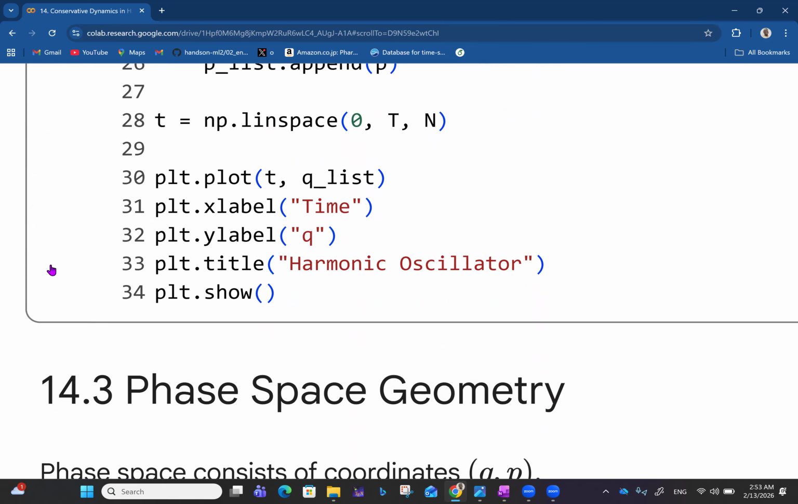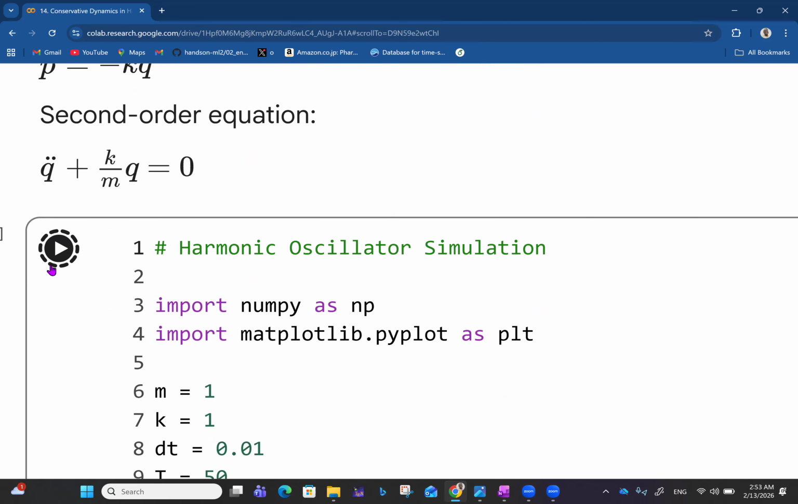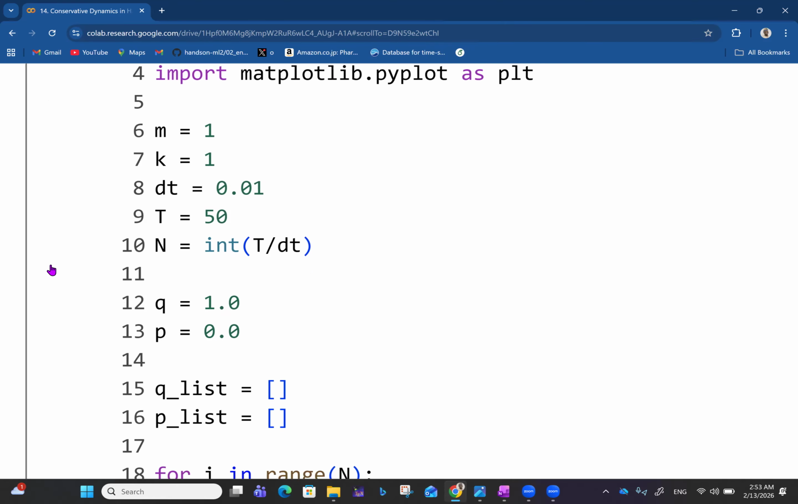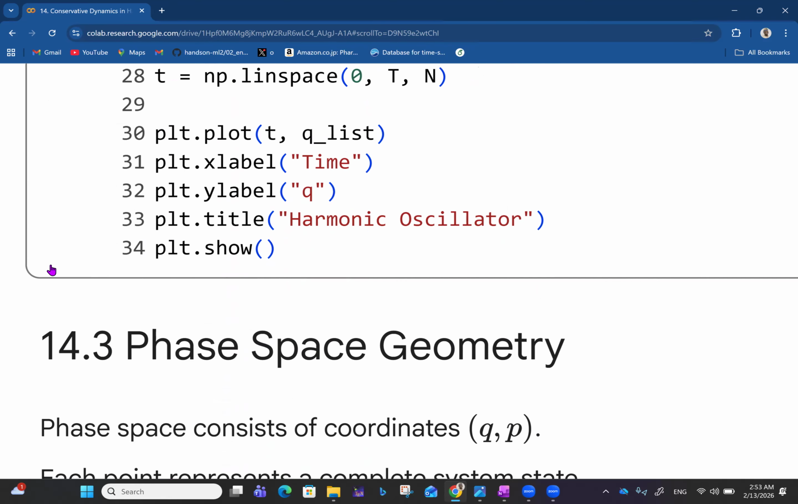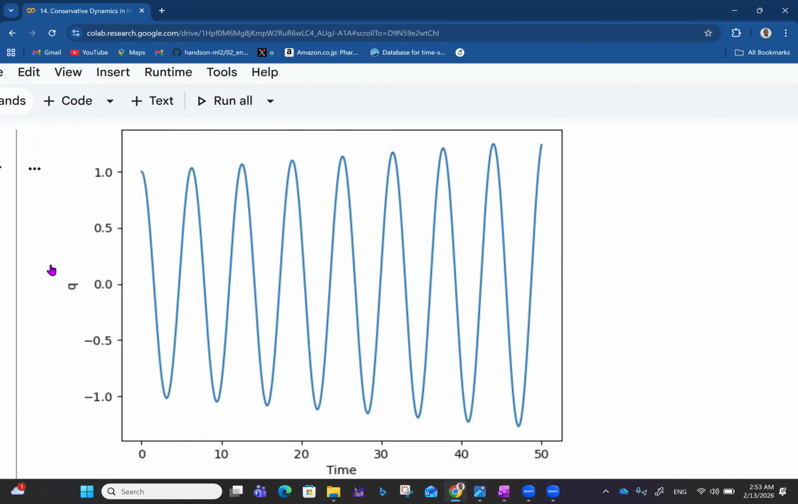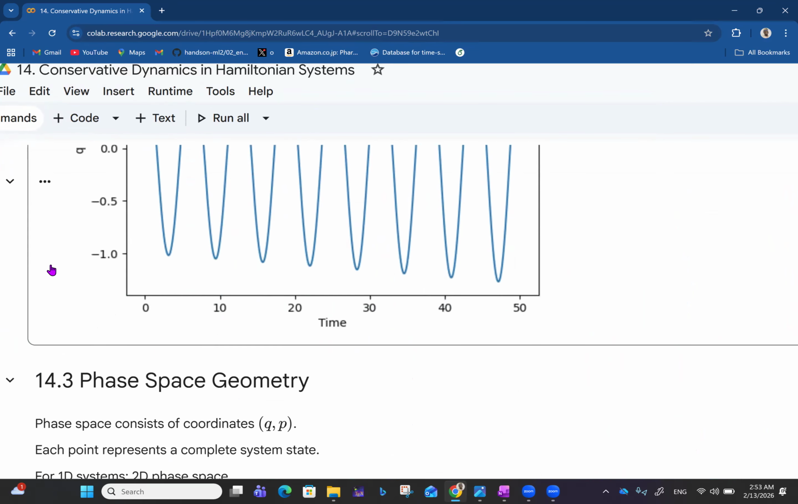It's taking a bit of time. Okay, it's taking too much time. Still running. Okay, let's hope it finishes pretty soon. Talking about the harmonic oscillator, is it simulation or simulation? I think it's one of those. Let's say simulation. So, waiting for that. Yeah, finally it's here. So we have time on the x-axis and we have Q on the y-axis.